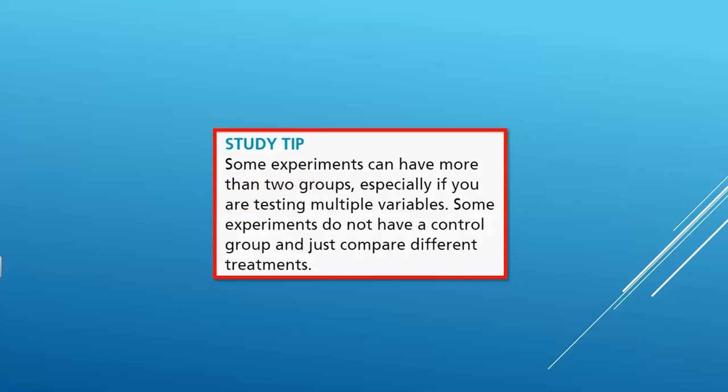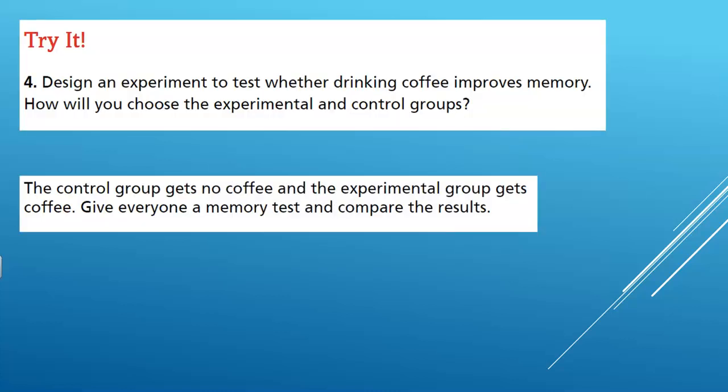Now, here's just a side note. Some experiments can have more than 2 groups, especially if you're testing multiple variables, kind of like we did with the plants earlier on. Some experiments don't have a control group at all, and we're just comparing 2 different treatments. So try it. How would you design an experiment to test whether drinking coffee improves memory? How would you choose the experimental and control groups? Well, this was my suggestion. The control group gets no coffee. The experimental group gets coffee. And I would give everyone a memory test and compare the results.